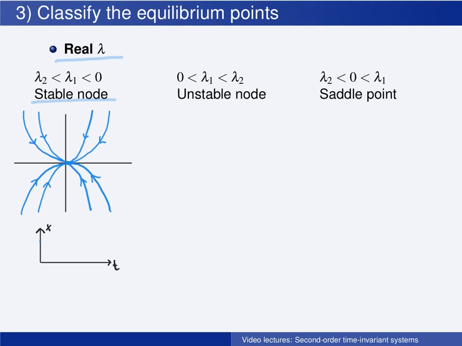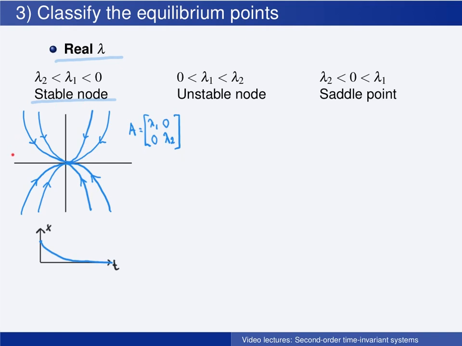From some initial state x of 0, the state will converge to 0 without any oscillations. The phase portrait that I sketched here gives a normalized picture of the system behavior, describing the particular case when A, the system matrix, is a diagonal matrix with the eigenvalues along the diagonal, such that x1 and x2 are the eigenvectors corresponding to lambda 1 and lambda 2.